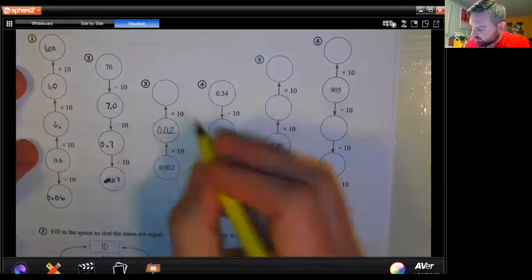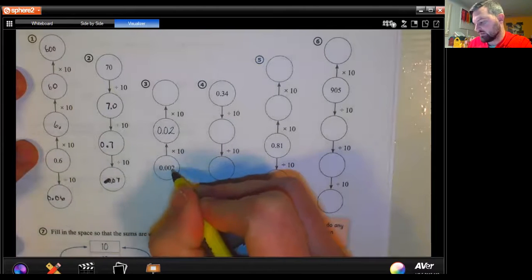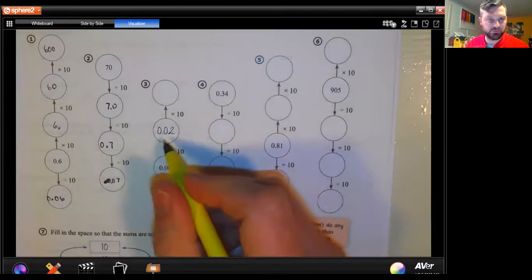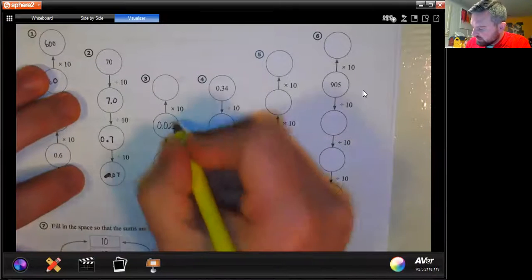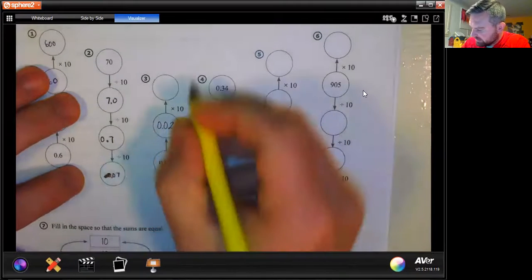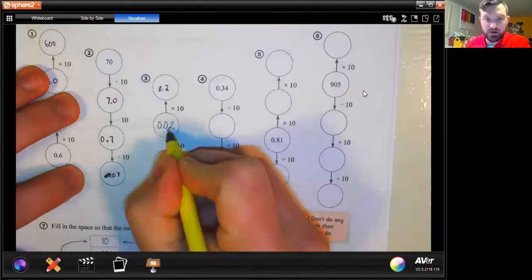Okay, here we're multiplying by 10, so you're moving the decimal to the right. So 0.002 times 10 is 0.02. Okay, got rid of one of those zeros. And then 0.02 times 10 is 0.2. You just move that to the right one spot.